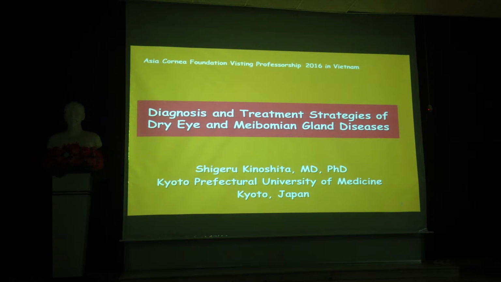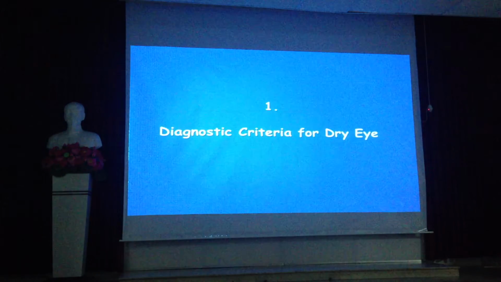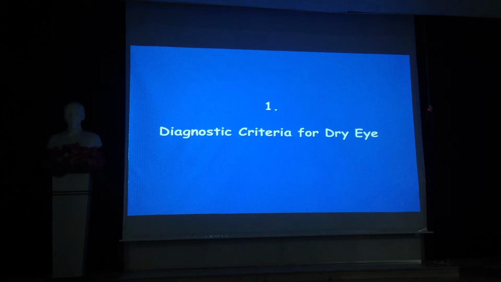Well, thank you very much for coming. And now I'd like to talk about dry eye and meibomian gland diseases. This is an overview for 30 minutes or so, and then I will talk about corneal endothelium. First of all, you already know how to diagnose and treat dry eye and meibomian gland diseases, but I'd like to divide it into 4 or 5 subdivisions, and start from the diagnostic criteria for dry eye.